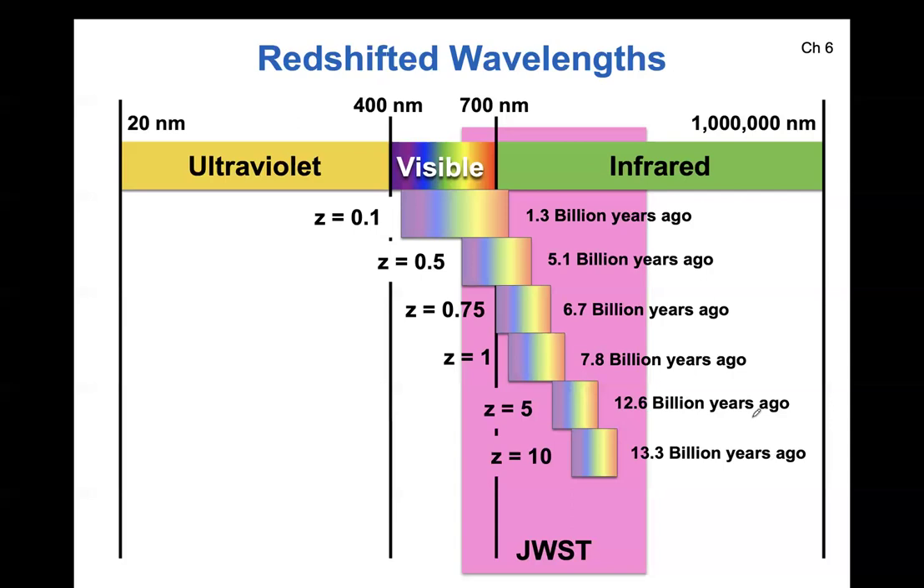Blue shift is when something's moving towards you. But all these galaxies are moving away from us. We're also moving away from them. Okay, we're not the center. So everything's redshifted when you get far away.